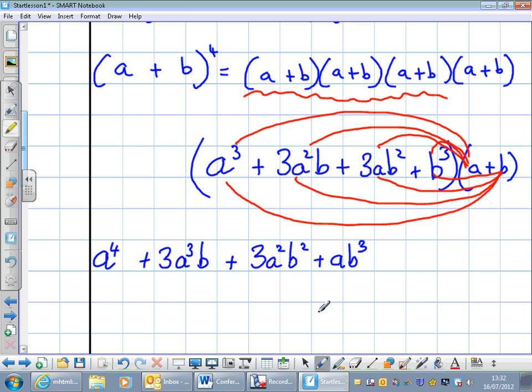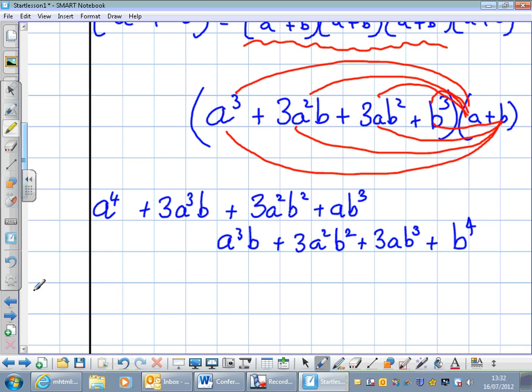Now it looks like I'm going to run out of space here, so I'm going to start what I get when I multiply B underneath. So B times A cubed is A cubed B. B times 3A squared B is 3A squared B squared. B times 3AB squared is 3AB cubed. And then B times B cubed is B to the power 4. And don't worry, that's as far as we're going to expand this.